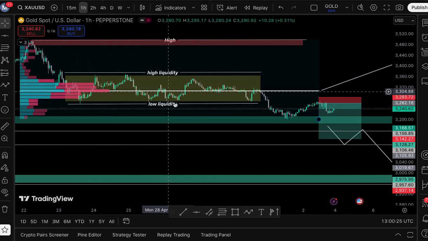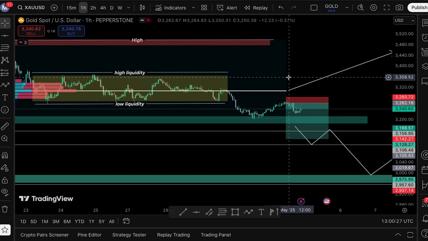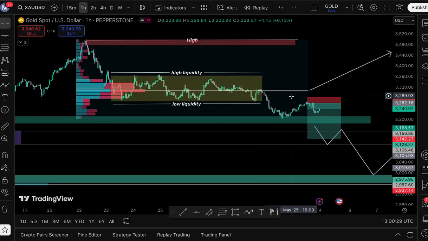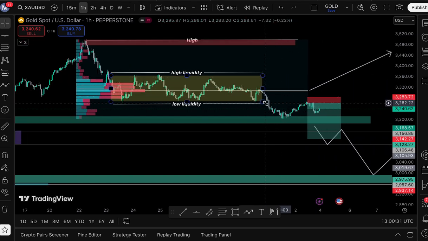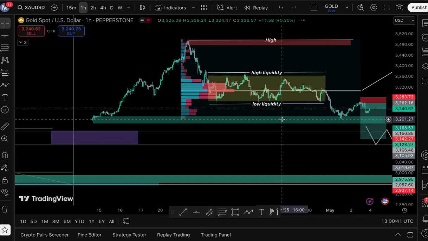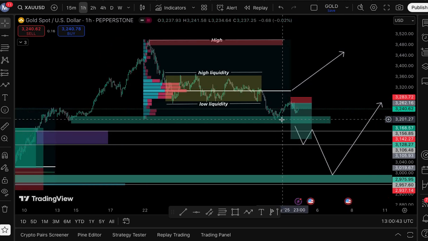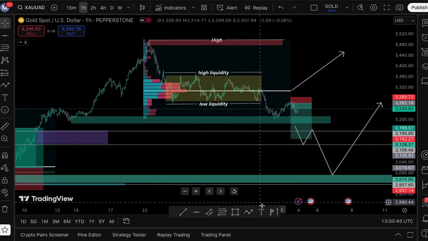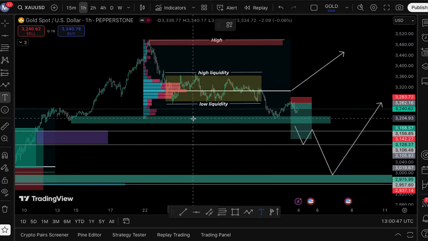It has been sideways for 1 week, and after that we got the breakout at this 2,260 level. So as we can see here, the gold has already dropped down. It has retested this area, the demand area. This one is the demand area.